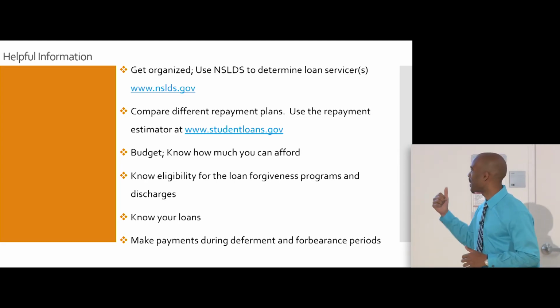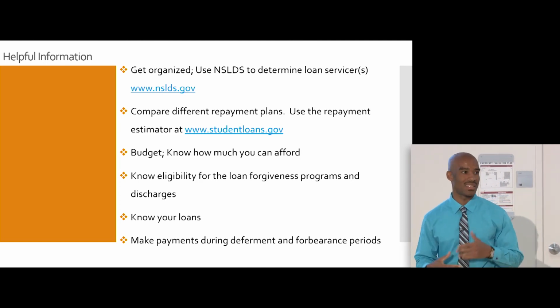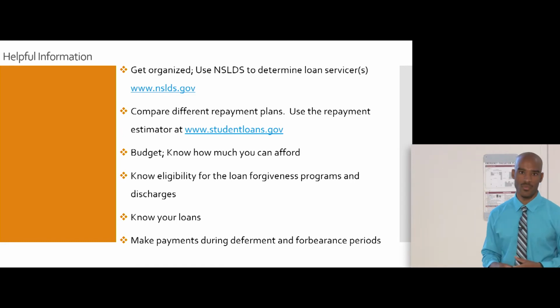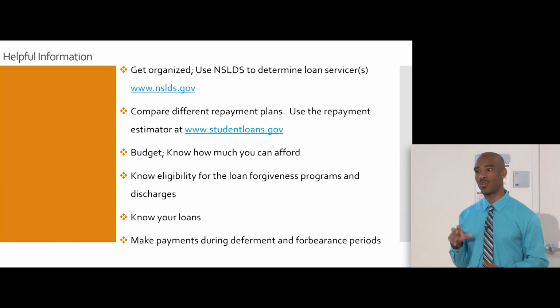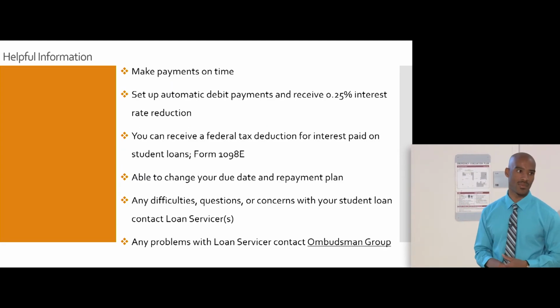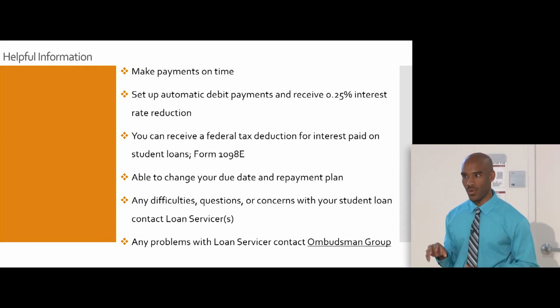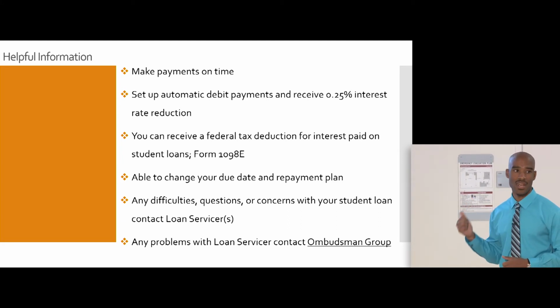Next is make payments. Make payments during a deferment or forbearance. It saves that interest, because once that deferment or forbearance ends, that interest will be added to your balance, and it will make your balance higher. Make payments on time. If you are in public service loan forgiveness, you definitely want to make those payments on time. Set up automatic payments.